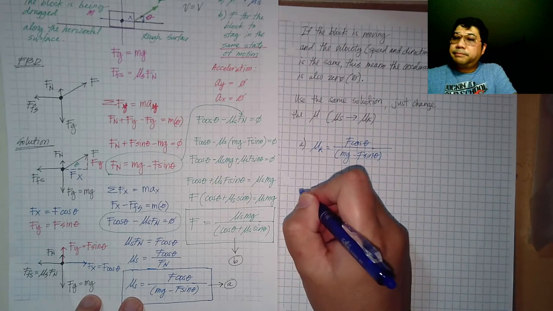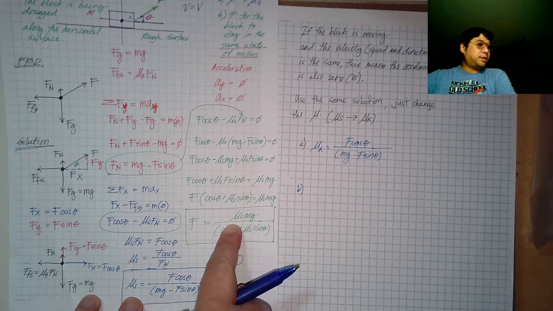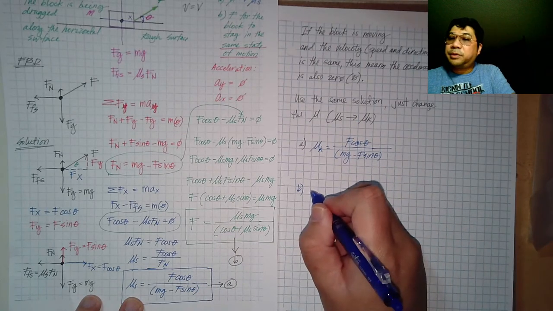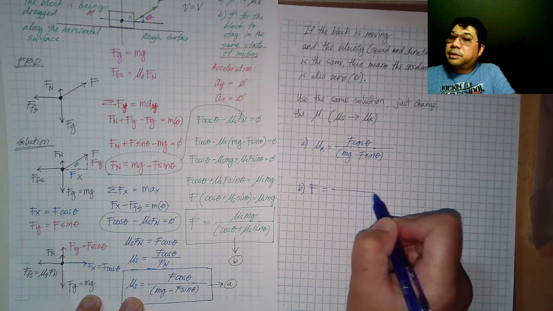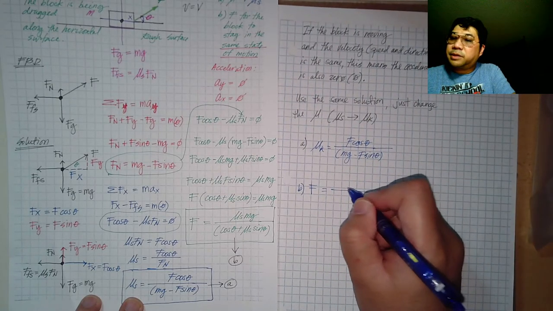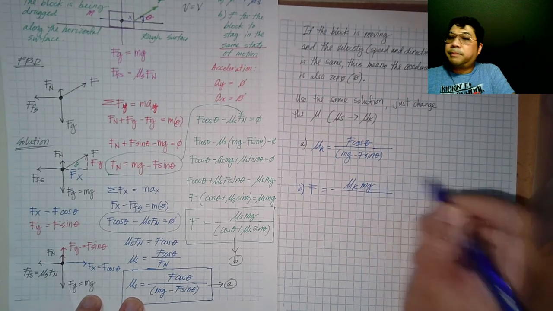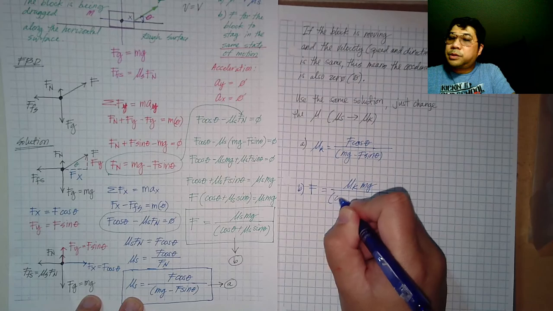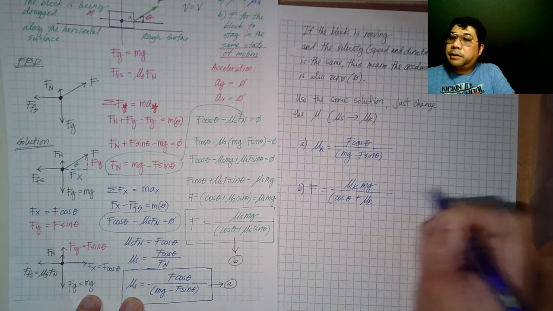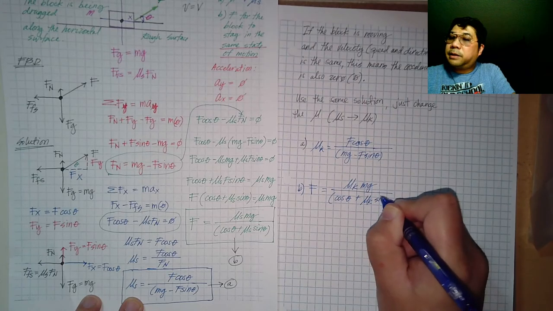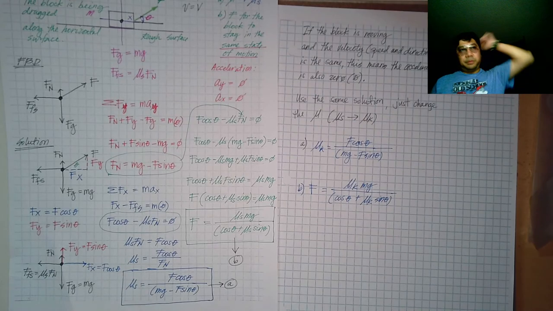For letter B, instead of mu s, the coefficient of static friction, again all we have to do is change it to our coefficient of kinetic friction. Okay, mg, cosine theta plus mu sub k sine theta. So this will be our solution.